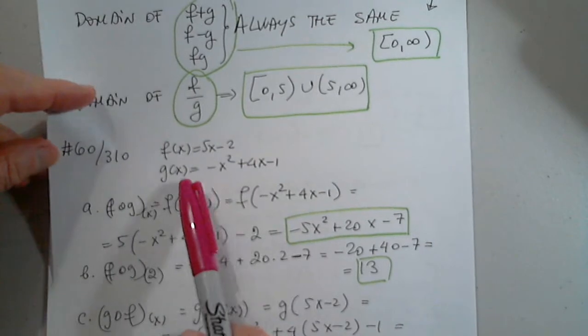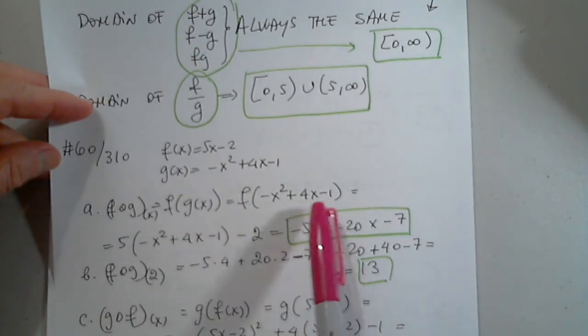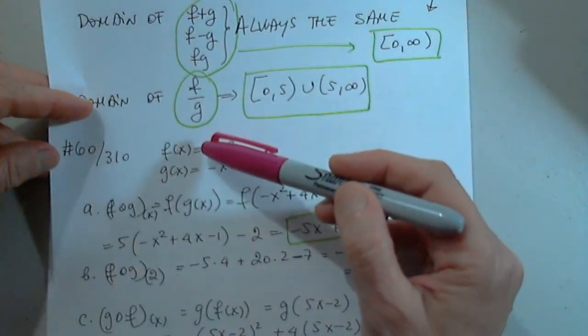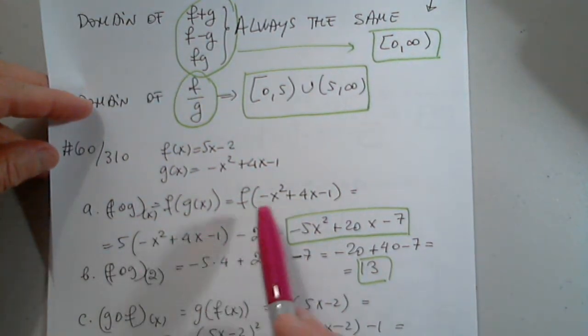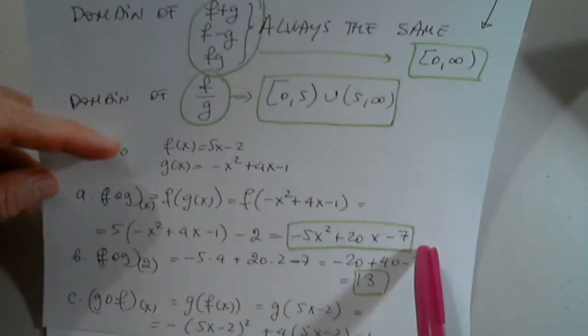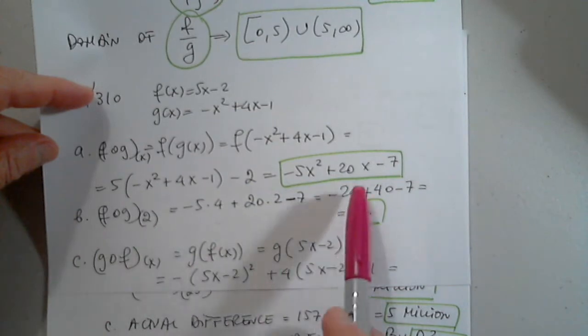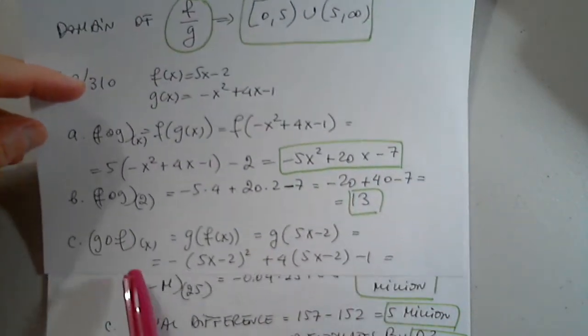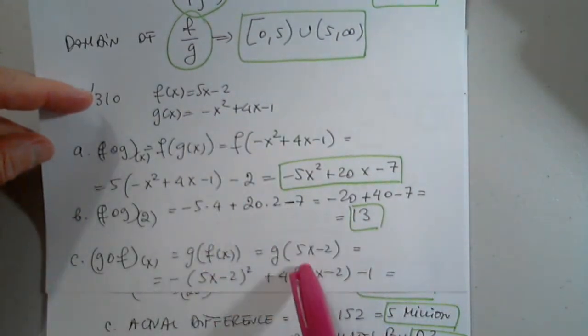Here we're asked to find f composed with g, so f of g of x. So I plug g into f, and f says 5 times the variable minus 2. Perform the calculations. Determine f composed with g of 2. I have it here. I just plugged it in. Now g composed with f is the reverse. It's g of f of x. And f of x is this.